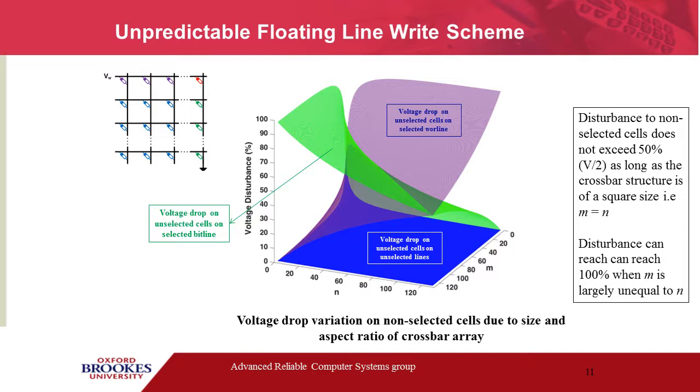This experimental result shows that disturbances to non-selected cells do not exceed 50%, which is half of the write voltage, as long as the crossbar structure is of a square size. That is, M is the same as N, the width is the same as the height. This means that we can take advantage of the low power consumption of the floating line scheme by ensuring the width and the height of the array remain equal.